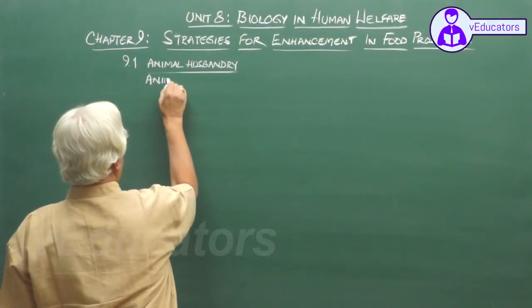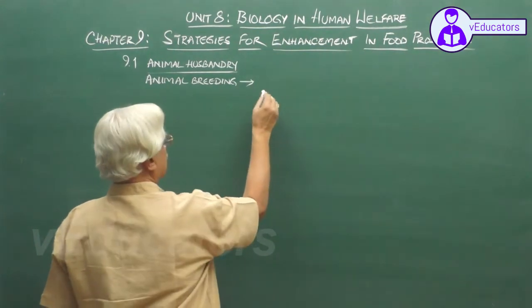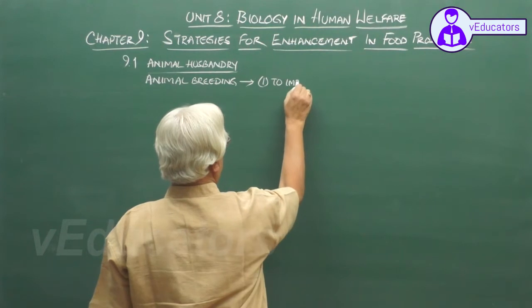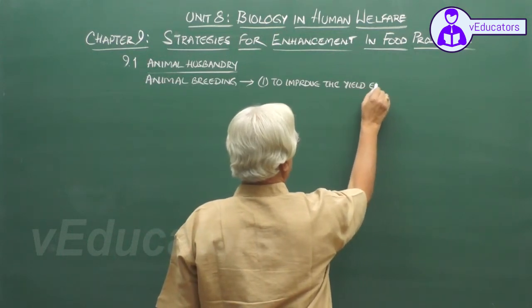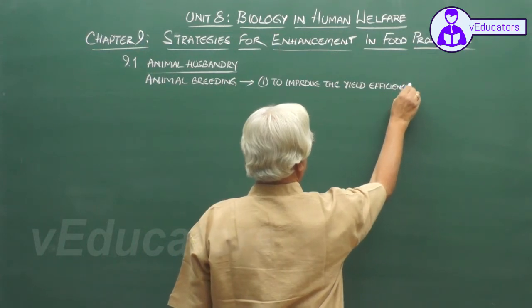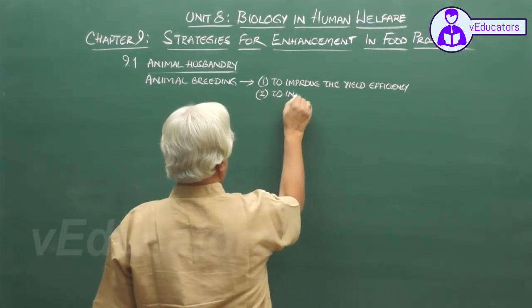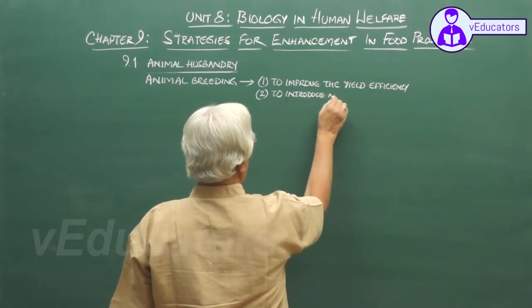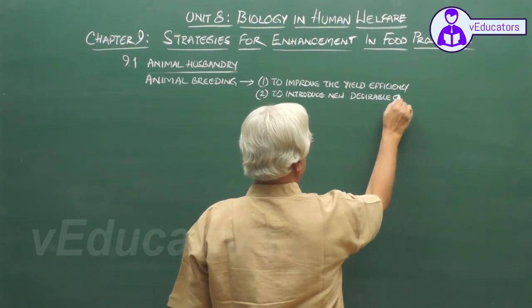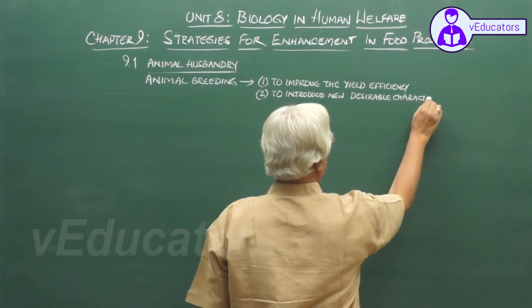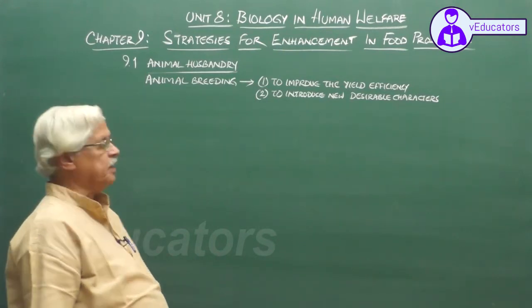The purpose of animal breeding is number one, to improve the yield efficiency, and number two, to introduce new desirable characters. These are the two main purposes of animal breeding.